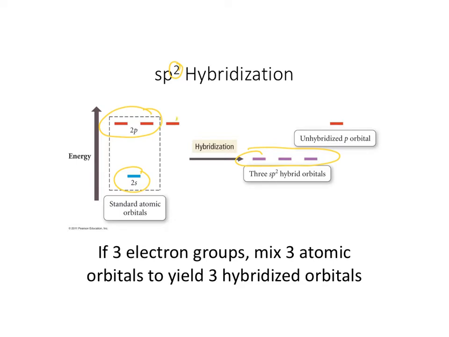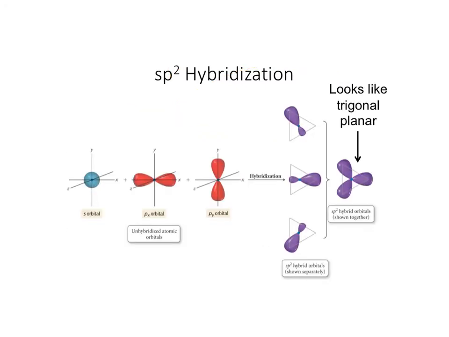That means this p orbital that didn't get mixed in is still hanging around. It's going to be unhybridized, and it will be available to form pi bonds. So anything that has an sp2 hybridization will have a trigonal planar geometry. So this is a representation. If you just have a triangle here, then the sp2 hybrid orbital would be pointed at the 3 different vertices of the triangle.